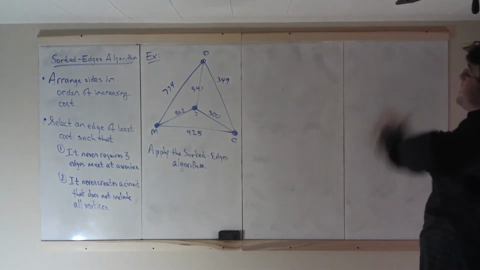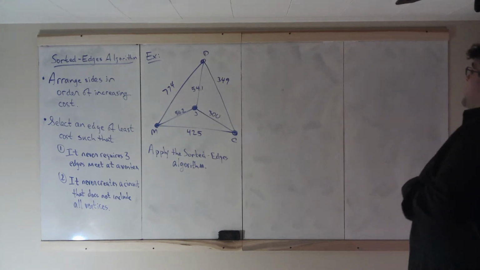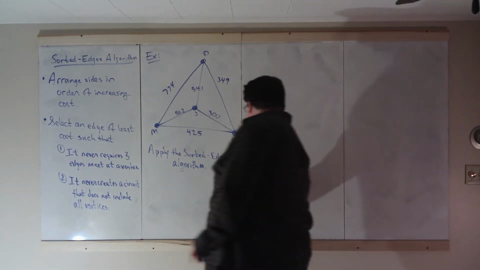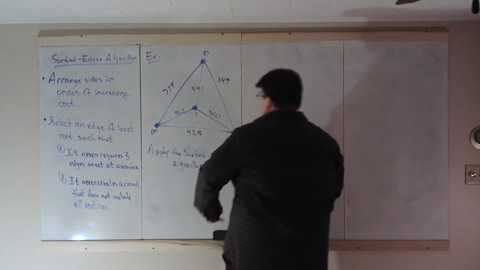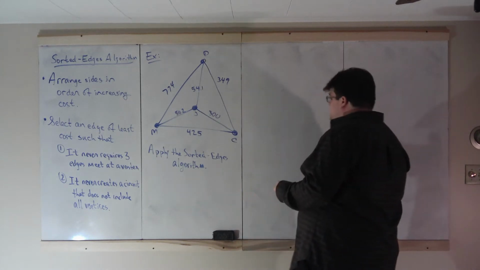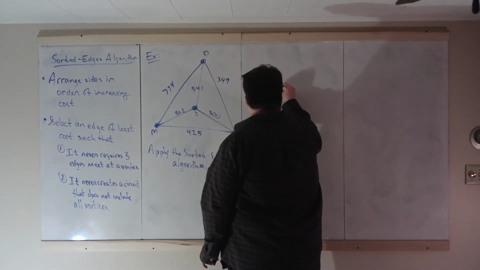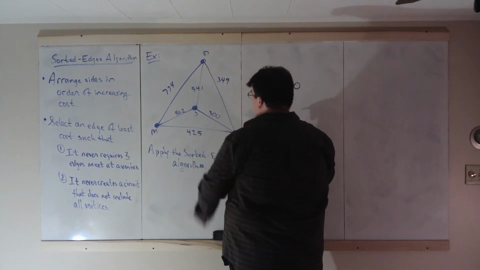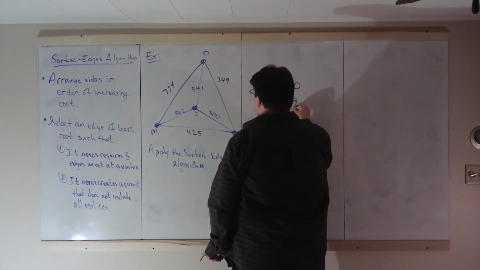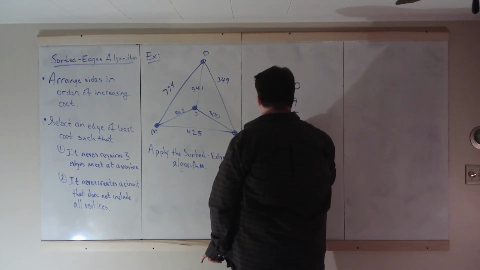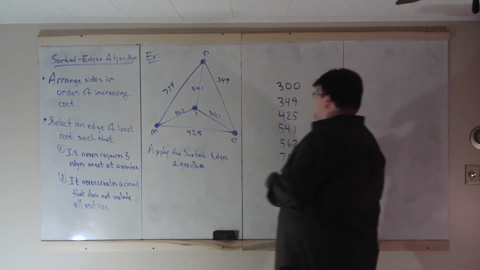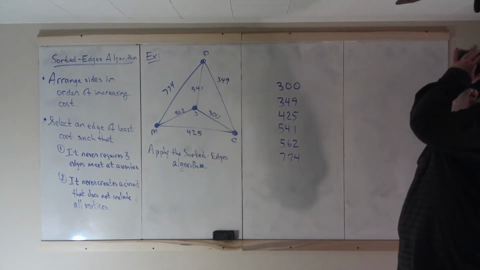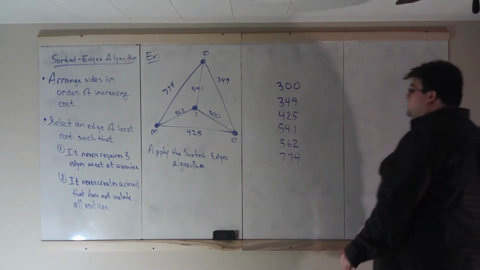So let's apply the sorted edges algorithm to the 2 examples we've done. This board is getting dirty, so let's erase a little. So apply the sorted edges algorithm to this first one. First, what we're going to do is list all of the edges in increasing cost. So 300 is the smallest, 349, 425, 541, 562, 774. And now what we're going to do is add edges until we can't.